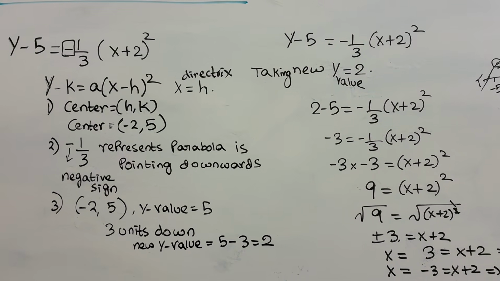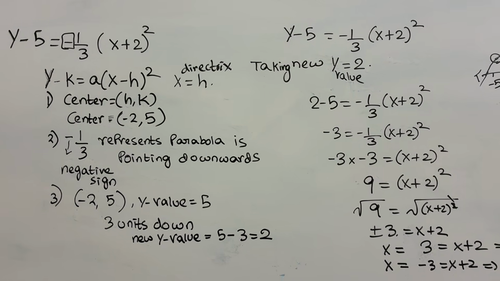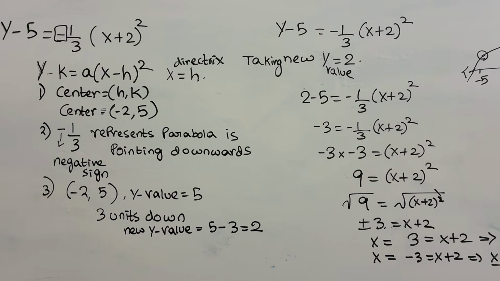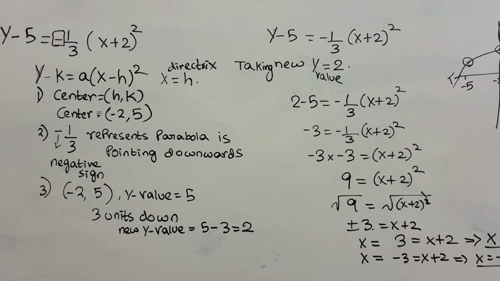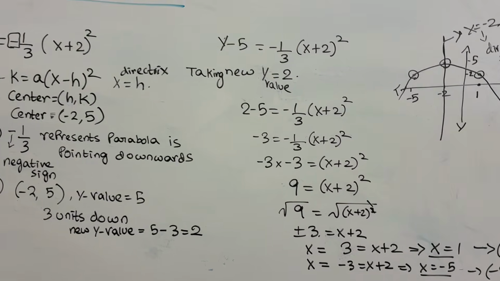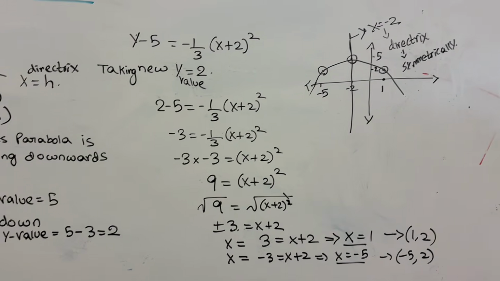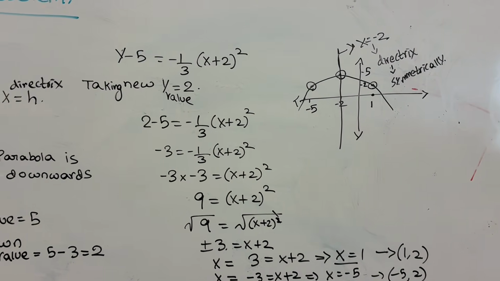This is how you compare it to the standard parabola and find out the center. And since it is pointing negative side, it's facing downwards, and taking the y values, putting it into the x, we get the new points and graph.